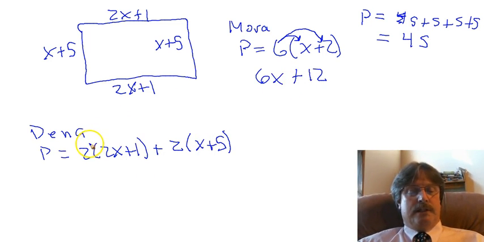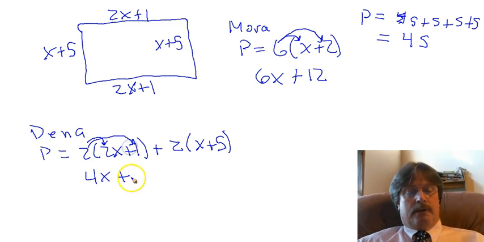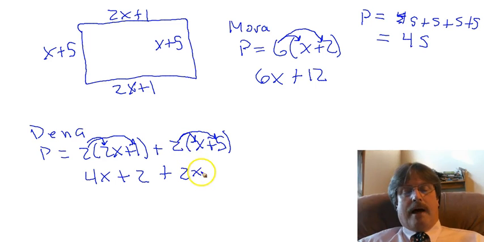So let's go ahead and do the same thing. So 2 times 2x, that's 4x, plus 2 times 1, so that's 2. I'm going to bring down my addition sign, plus. 2 times x is 2x, so I multiplied those. And then 2 times 5 is 10.